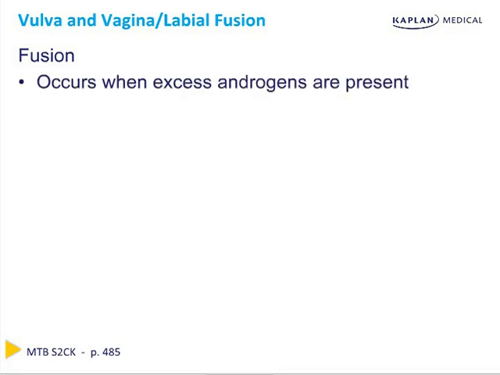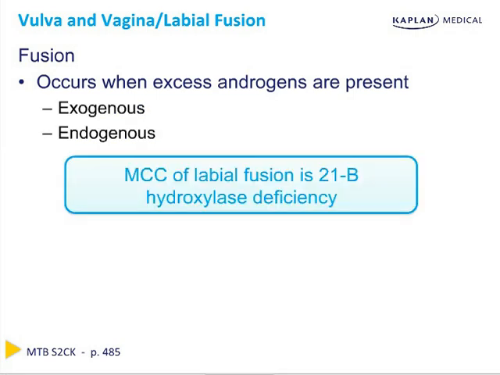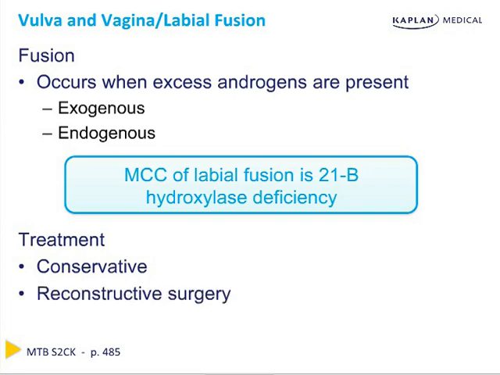One of the diseases that you can see on the Step 2 exam in younger patients is labial fusion, which occurs in the setting of excess androgens, which can either be exogenous or endogenous. One of the common causes of labial fusion is 21-beta hydroxylase deficiency. The treatment in this case is usually conservative at the beginning with gentle separation, estrogen cream, and time. However, reconstructive surgery is an option in refractory cases.